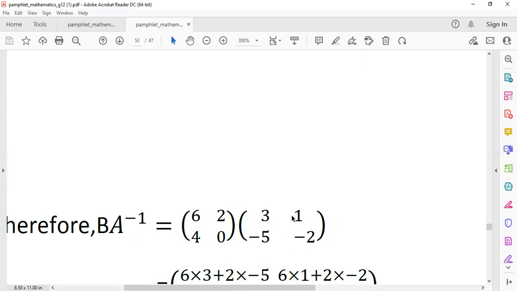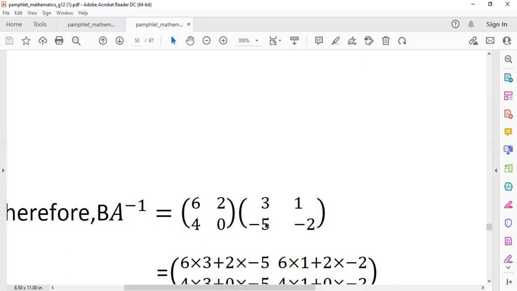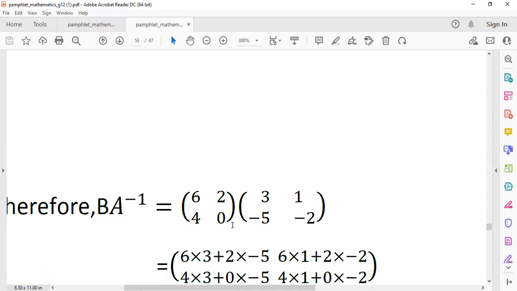6 by 1 plus 2 by negative 2. Then the next one down here, it's 4 by 3 plus 0 by negative 5. Then 4 by 1 plus 0 by negative 2.